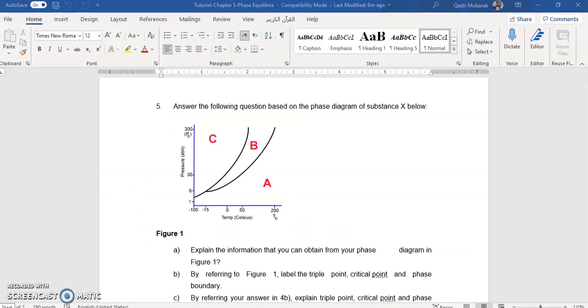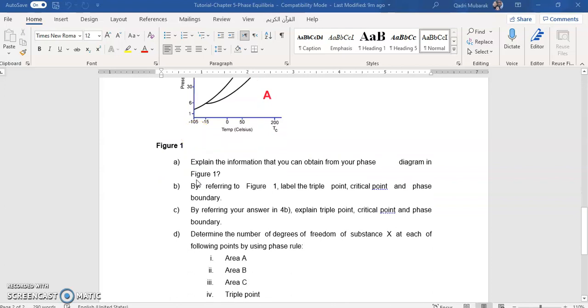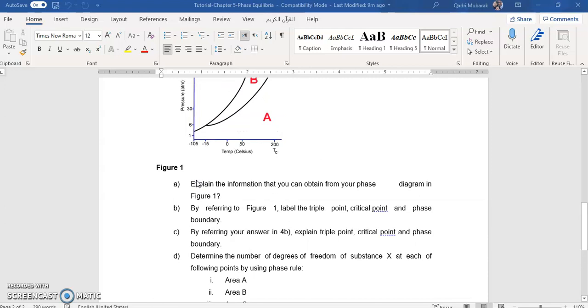Next, let's move to question 5, which is our final question for today. So question 5 is about a phase diagram, how to interpret this phase diagram. The question gives us the phase diagram of substance S, and it consists of 4 sub-questions.